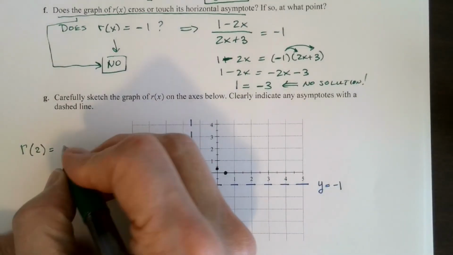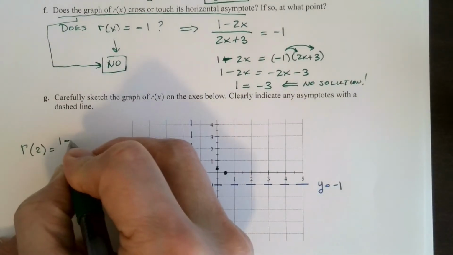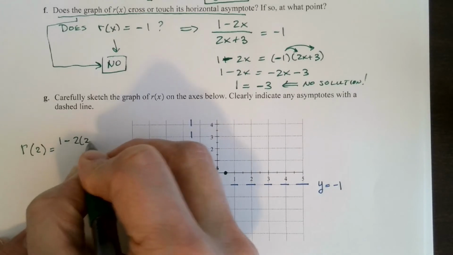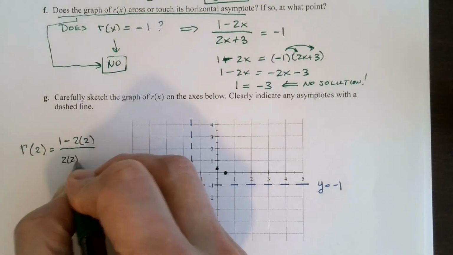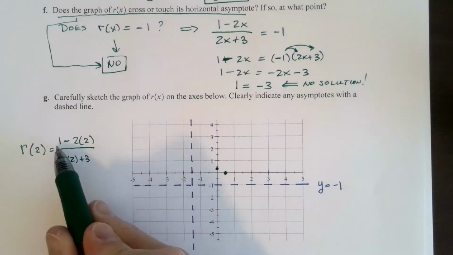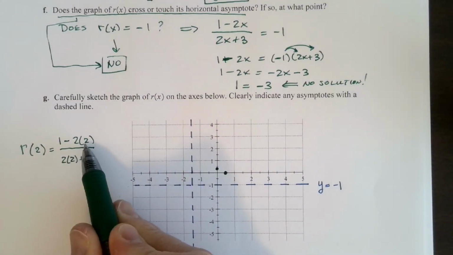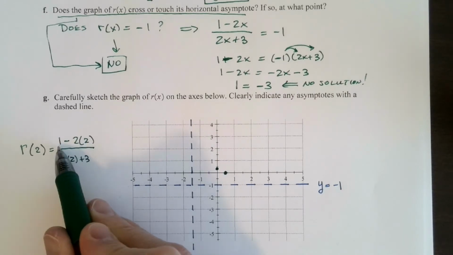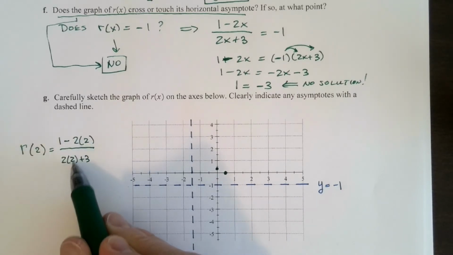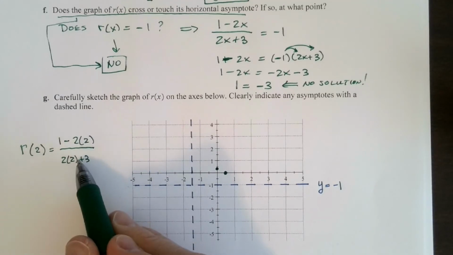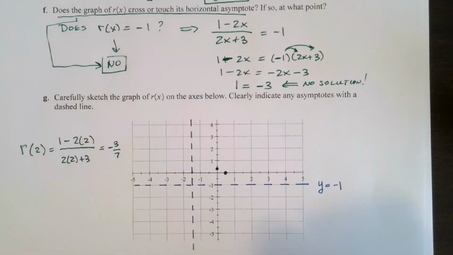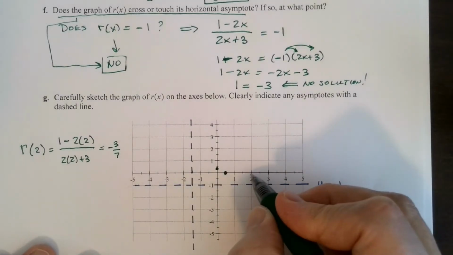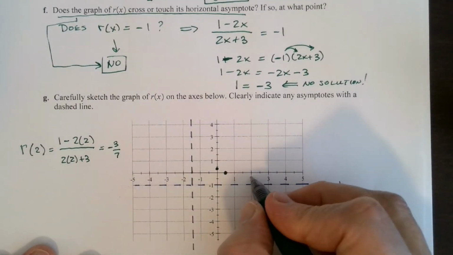And you can use the calculator to do this. So up top I get 1 minus 4, excuse me, 2 times 2 is 4. 1 minus 4 is negative 3. 4 plus 3 is 7. I get negative 3/7. Okay. So r of 2 is negative 3/7. So that's just shy of negative a half. So somewhere right down here I've got a point.